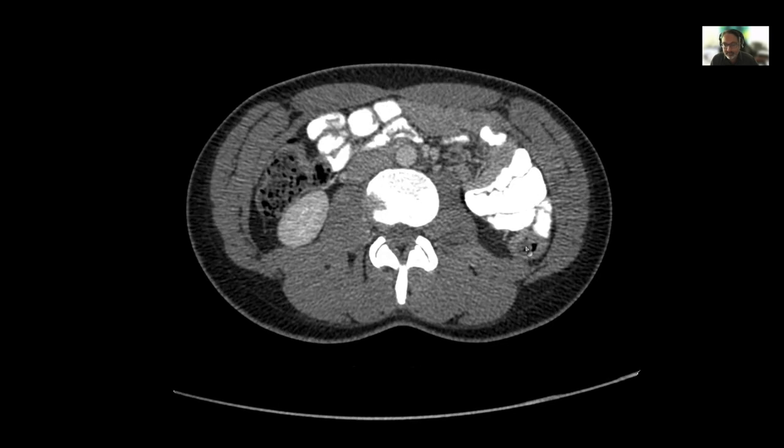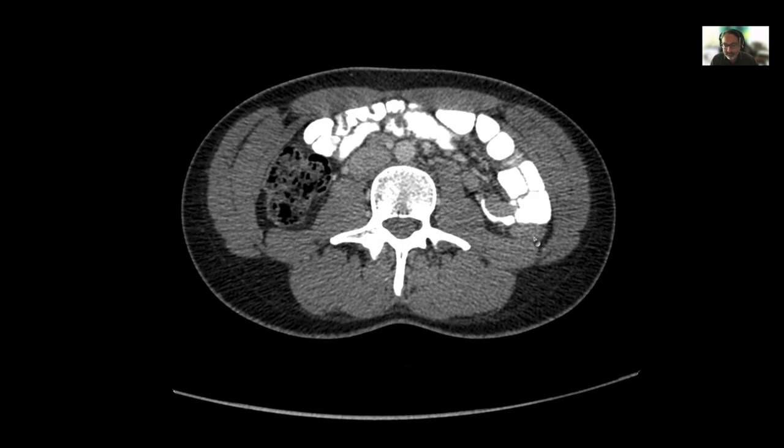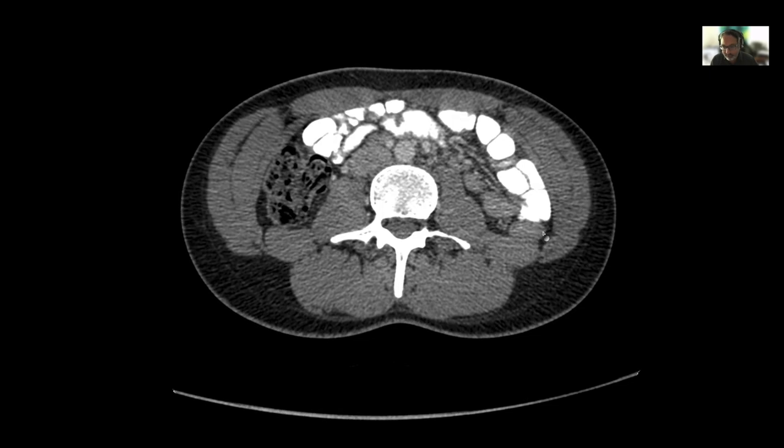It will keep going down here until, now you see, it looks very collapsed, but this is the descending colon. This is the ascending colon. We just did this. And these are all the ileal loops. So that's how you differentiate.